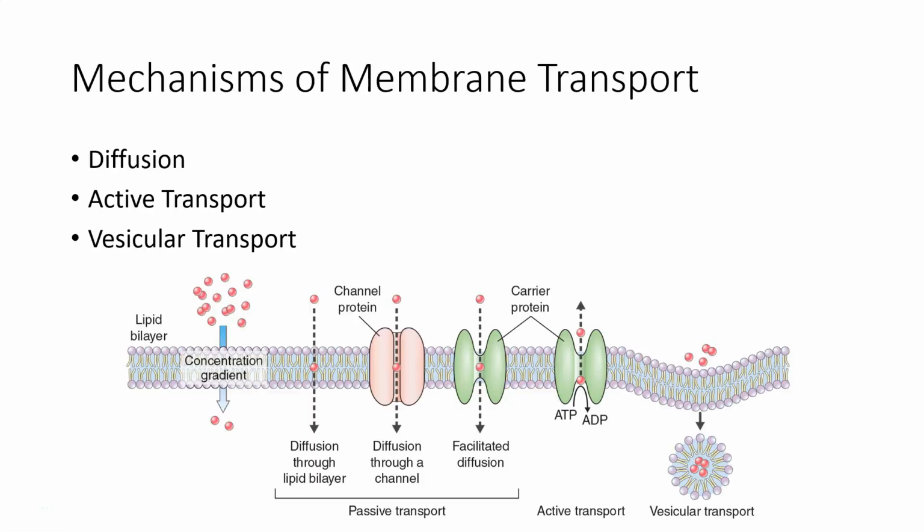Now, our cell membrane will regulate the substances that are inside of the cell. And so to do this, we have to have some what we call selective permeability. And so this involves transport of substances across the membrane. We have different types of membrane transport. These include diffusion, active transport, and vesicular transport.